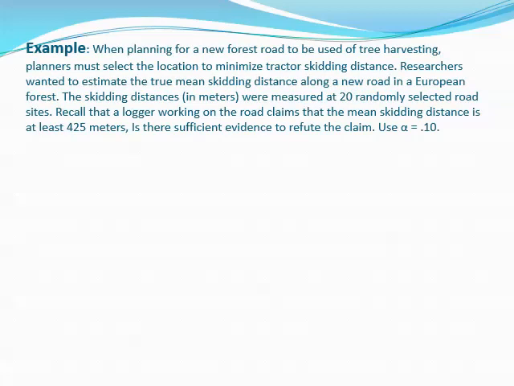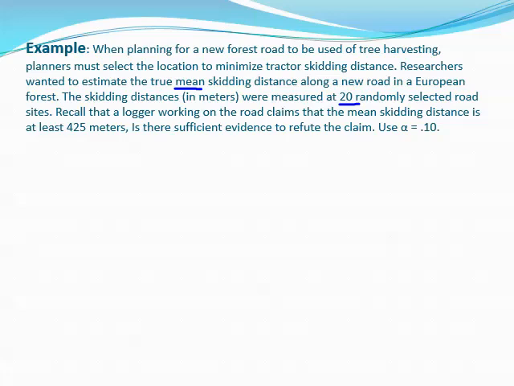And so here, we're planning a new road through a European forest, as it turns out. This particular forest has a lot of trees that are cut down, and so we want to minimize tractor skidding distances. If you have a real windy road and you have tractors that are skidding, that can be bad because tractors tend to skid in straight lines. And so the skidding distances in meters were measured at, look at that number right there, 20. Small sample. Again, am I using the right sample size criteria? I am, because we're interested in the mean skidding distances. So we're measuring 20 randomly selected road sites.